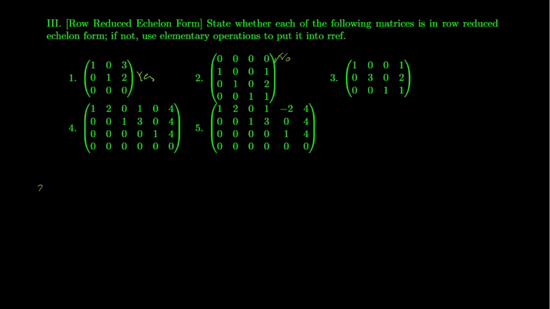For question 2, I just give you the notations of the operations you have to perform to make it REF. You interchange row 1 and row 2, and then you interchange row 2 and row 3, and then you interchange row 3 and row 4. After performing 3 operations, you can put the matrix into REF.